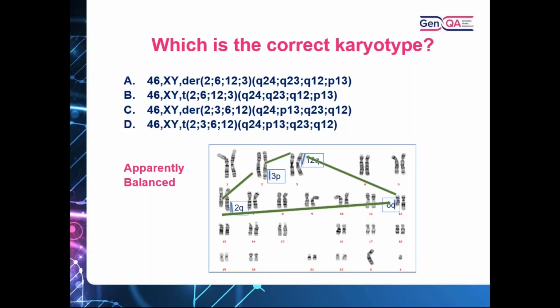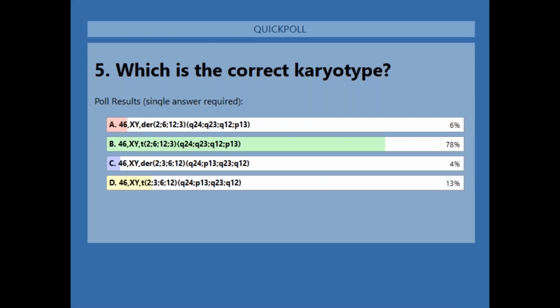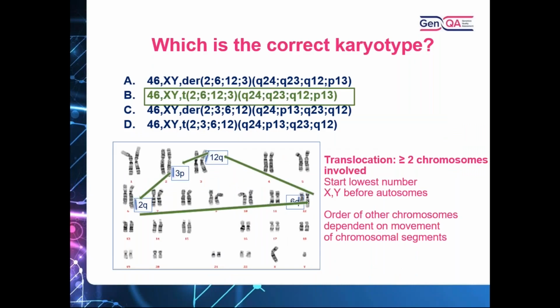Okay, so 78% have gone for option B, the vast majority. Correct. So as we mentioned earlier, you start with the lowest number. X and Y obviously go first, and the order of the other chromosomes depends on the movement of the segments. It's not a derivative, and it doesn't go in numerical order.